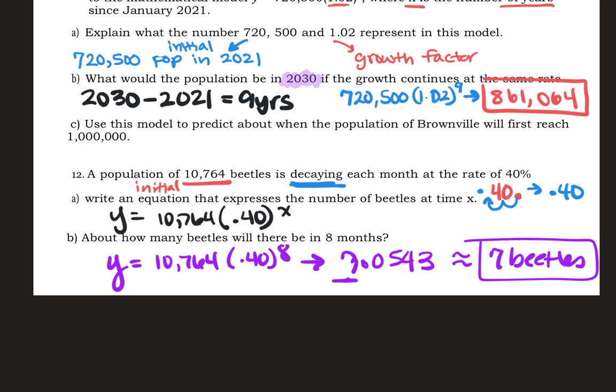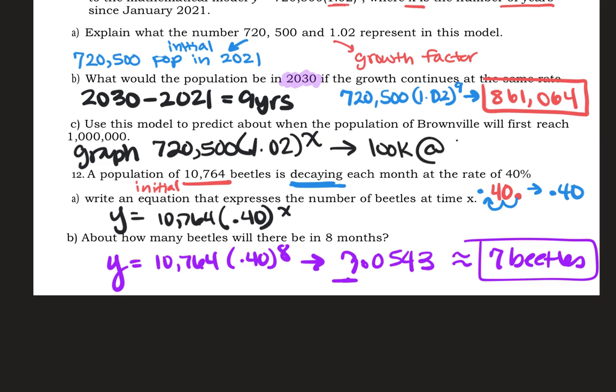You have it graphed in the calculator. You're going to press Control-T for the table, and then you're just going to scroll until you hit the millions. So it hit the million right here. How many years have passed? 17. So that would be 17 years. On your notes, let's write that you're going to graph 720,500 times 1.02 to the x, and then you just look at your table. And we said this would be how many years? 17 years would be our answer.